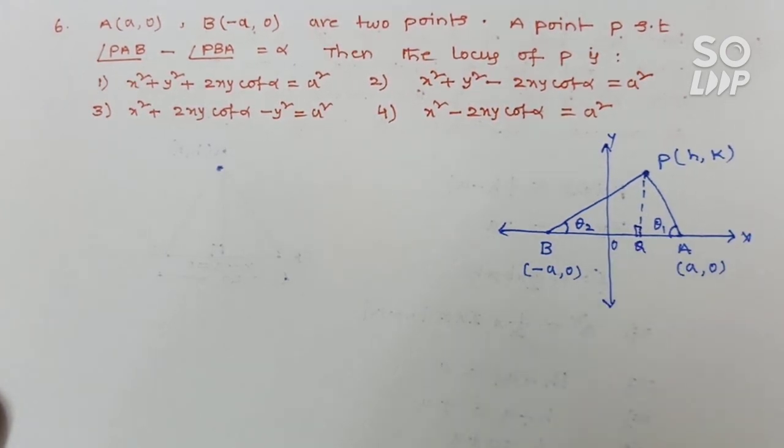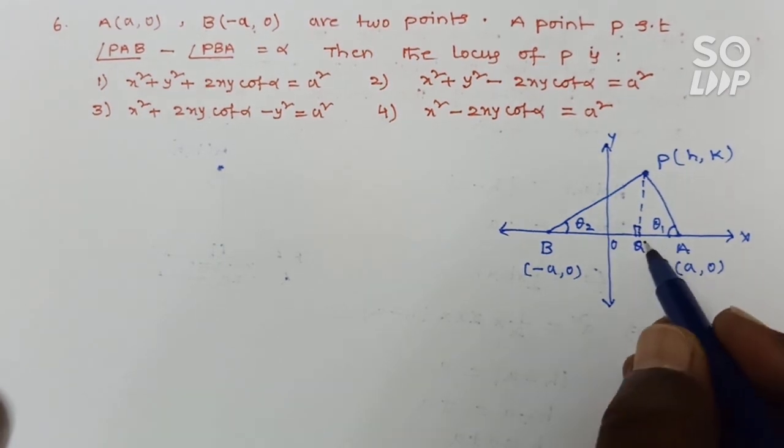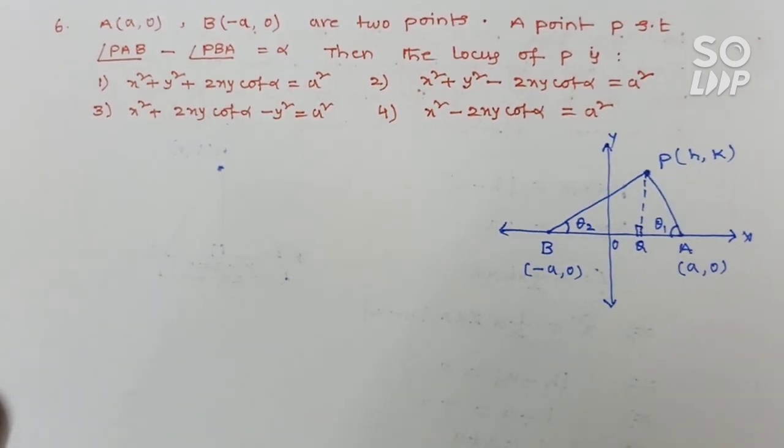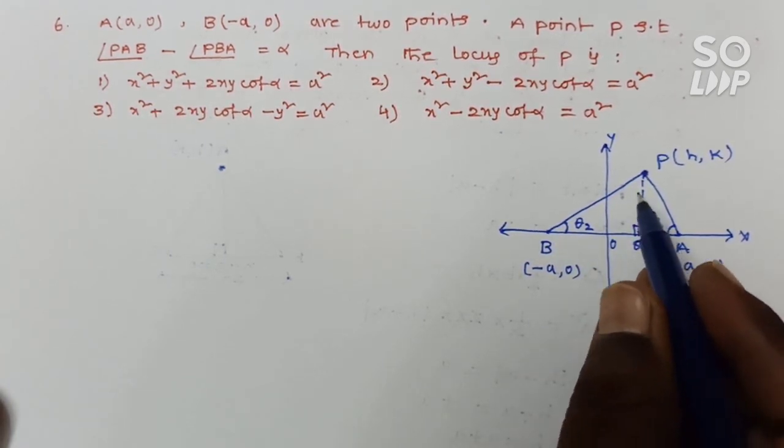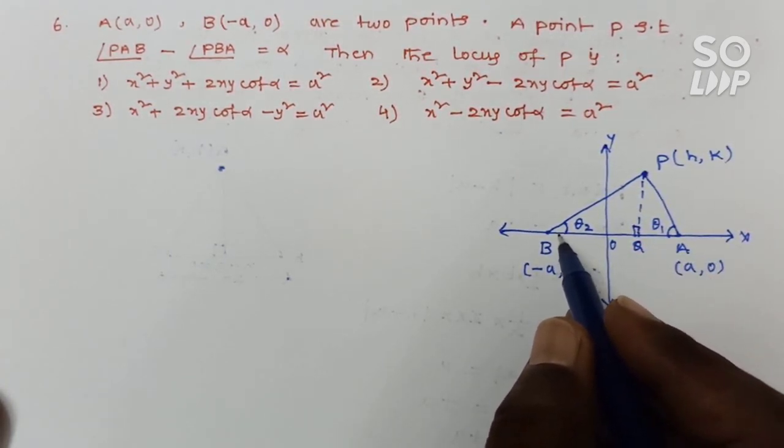OQ length is equal to H. See, here from this triangle, please all of you see this one.